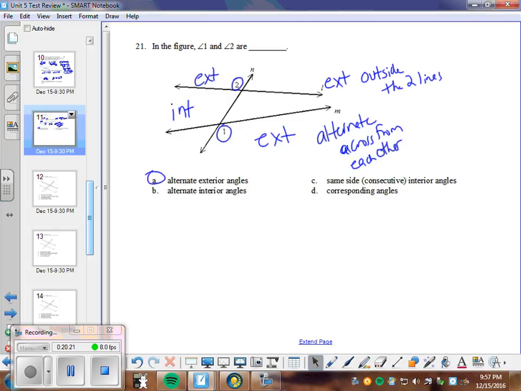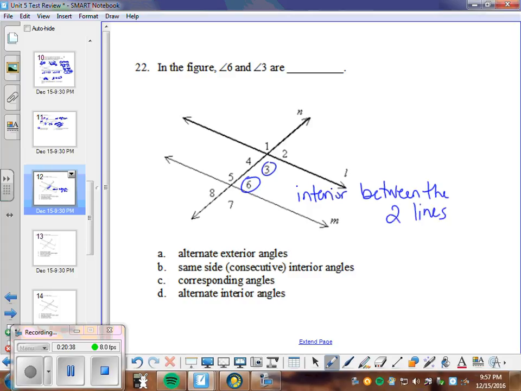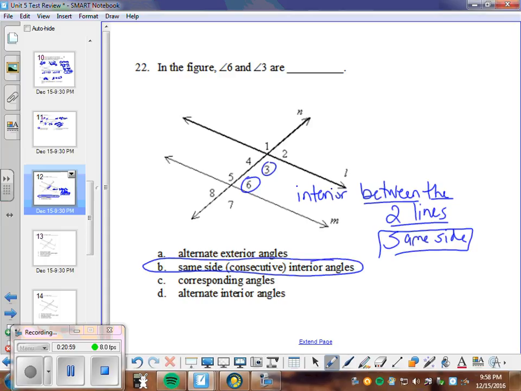Okay, number 22. In the figure below, angles 6 and 3 are interior, because they're between the two lines. Okay, and they are beside each other on the same side. So they're same side consecutive interior angles, because they're interior, in between the two lines, and on the same side of the transversal.